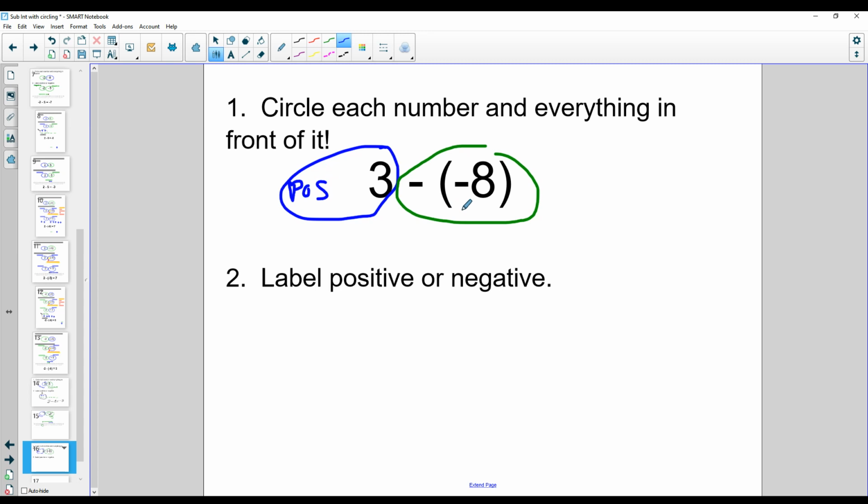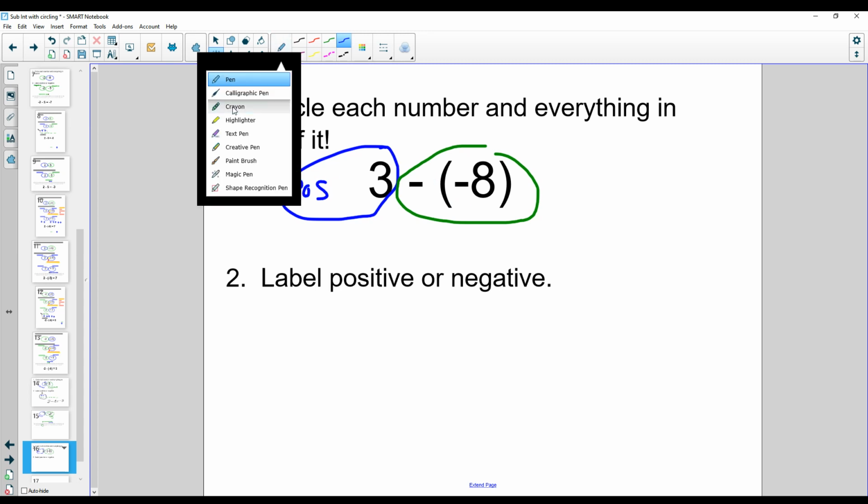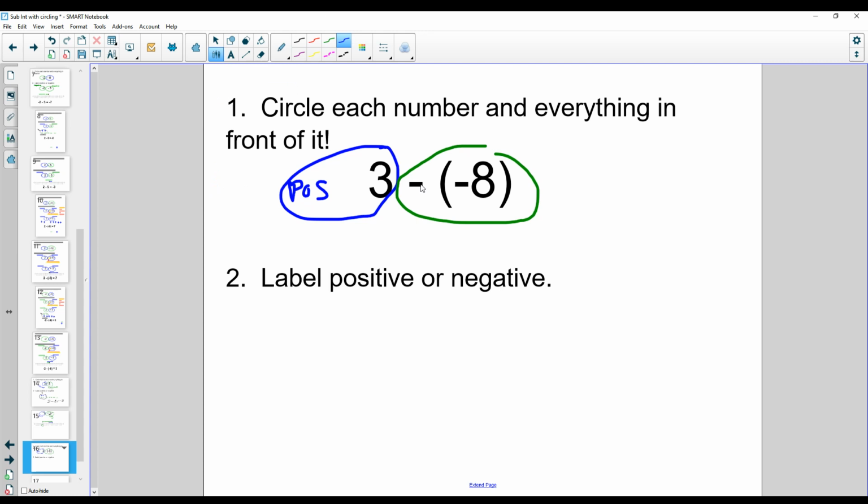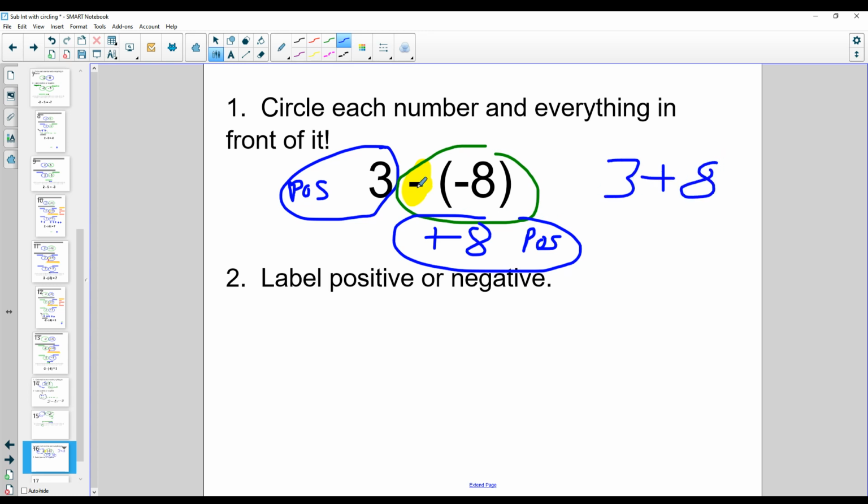Now this is where it gets a little harder. So I'm going to highlight this negative in front of it. So when you highlight this negative in front of it, it's saying what is the opposite of a -8? What is the opposite of a negative? A +8. So this is really +8. So that is positive. I could rewrite this as 3 plus 8. So opposite of a -8 is positive.